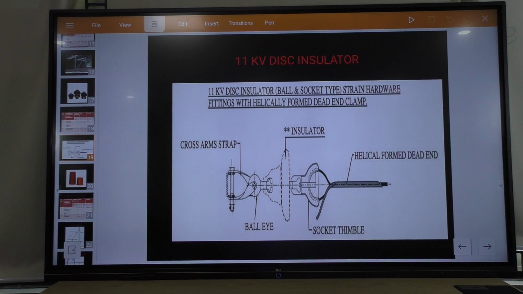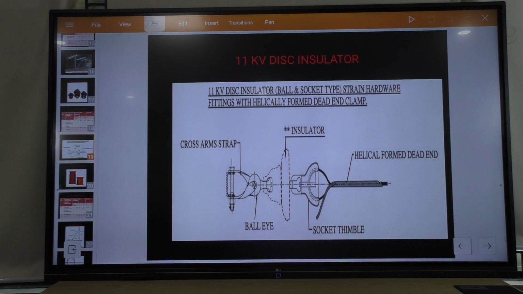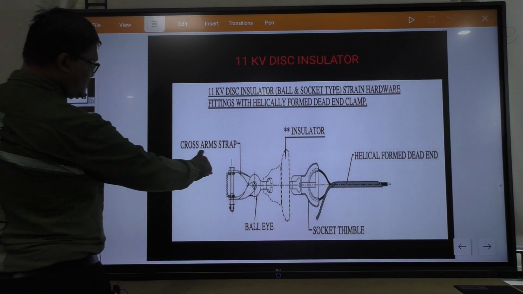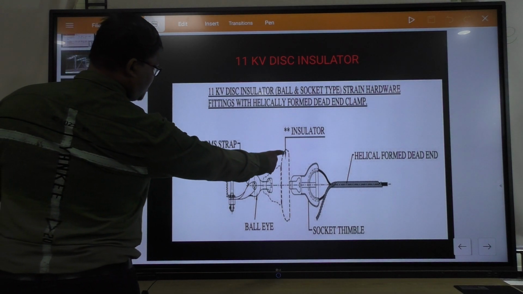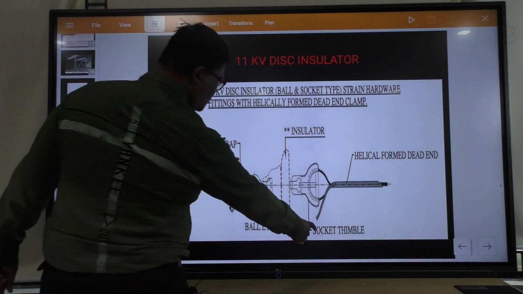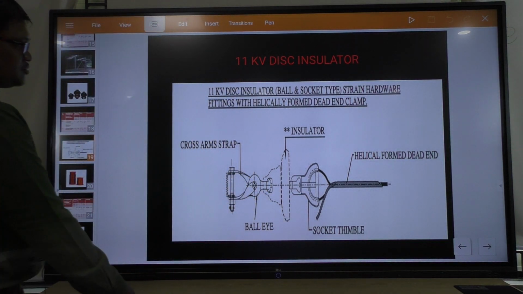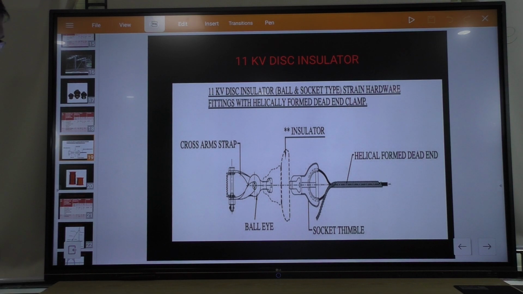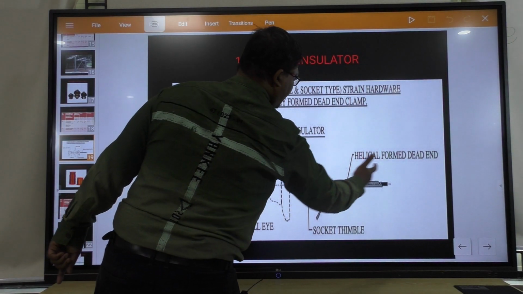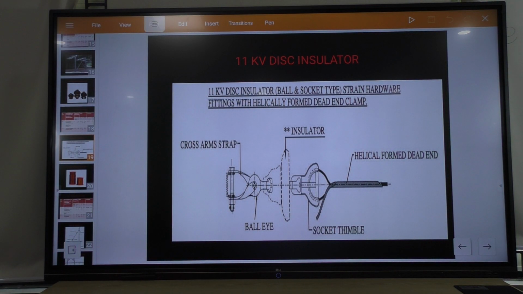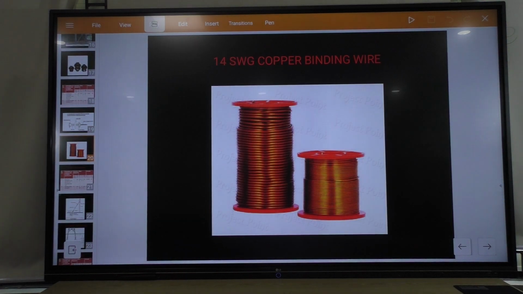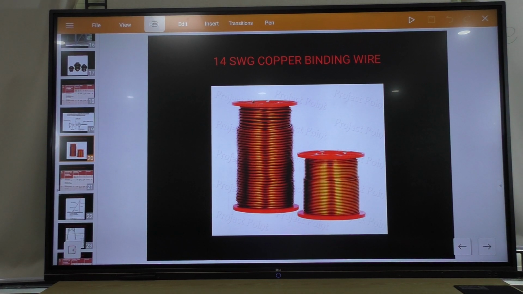This is the internal structure of 11 kV disc insulator. This is the cross connected to cross arm. This is the insulator, and this is the socket or thimble to support the earthwire. Then helical formed dead end. This is the helical formed dead end. Next, 14 SWG copper wire is used to fix the conductor insulators in the pole.